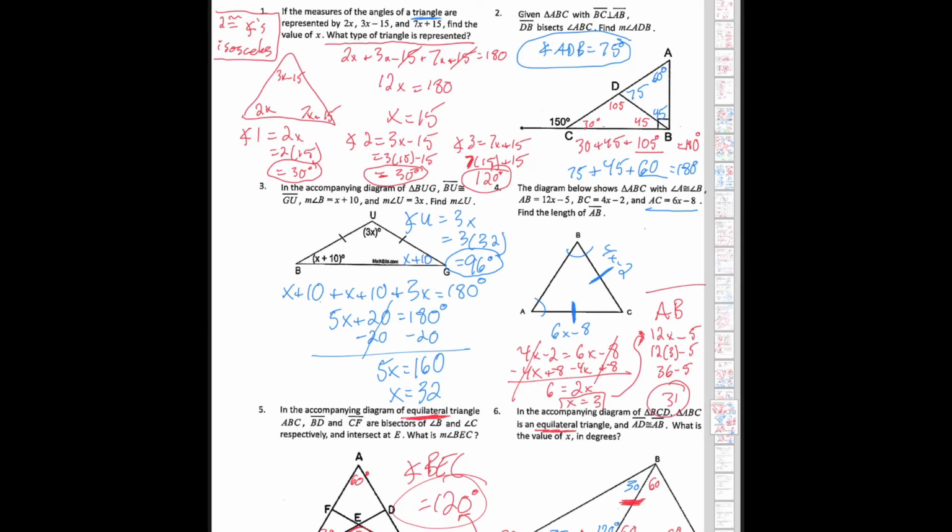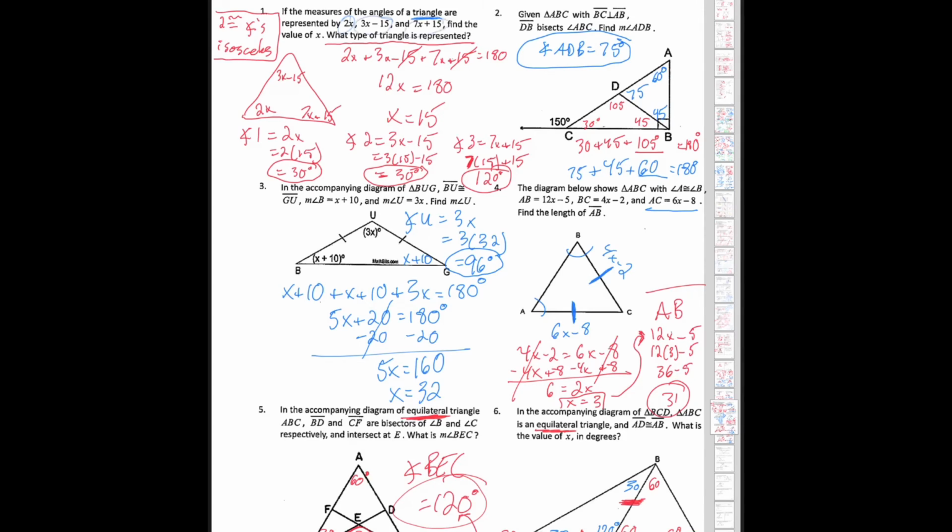So we have a set of triangle angle practice problems. So let's look at number one. We have to make sure we draw accurate pictures when we do these. Number one says if the measures of the angles of a triangle are represented by 2x, 3x minus 15, and 7x, find the value of x. And then you need to tell us what type of triangle is represented.